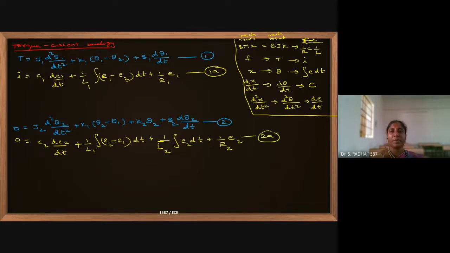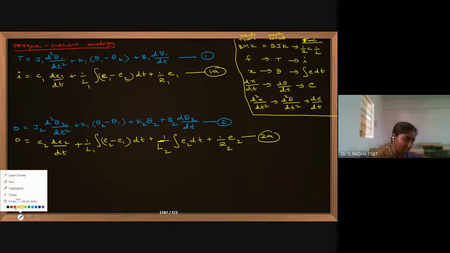Just I have replaced second column and third column. Right side what I have written, second column, third column, just I have replaced with the equivalent parameters. Now I will complete this diagram.